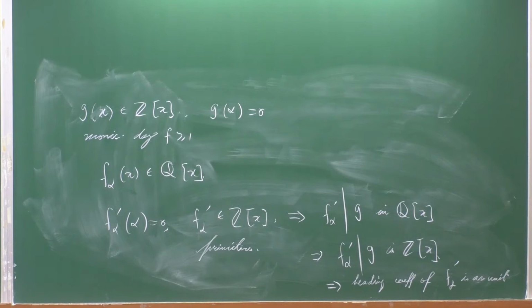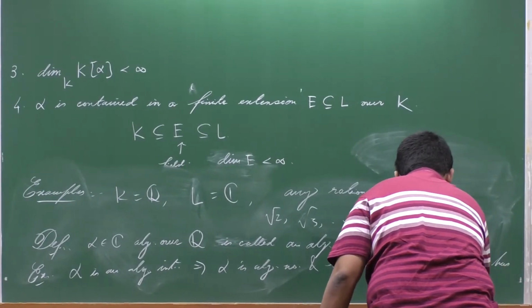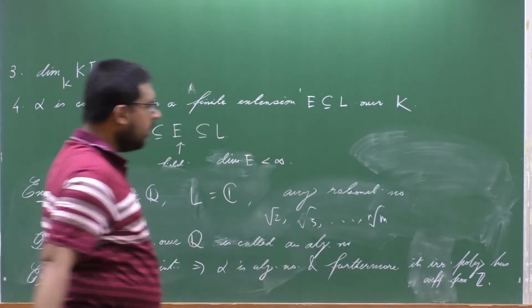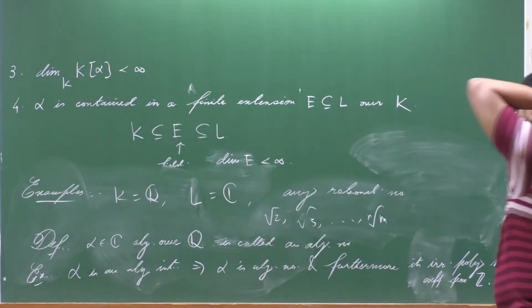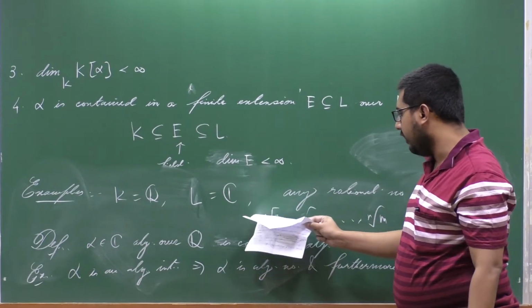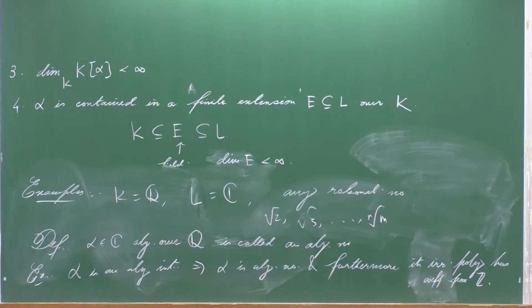That forces f_alpha to have all coefficients in Z. So its irreducible polynomial has coefficients from Z. I hope the argument is clear. This is just a kind of division argument. For example, root 2 satisfies the polynomial x squared minus 2, and this exactly becomes the minimal polynomial of root 2 over Q.